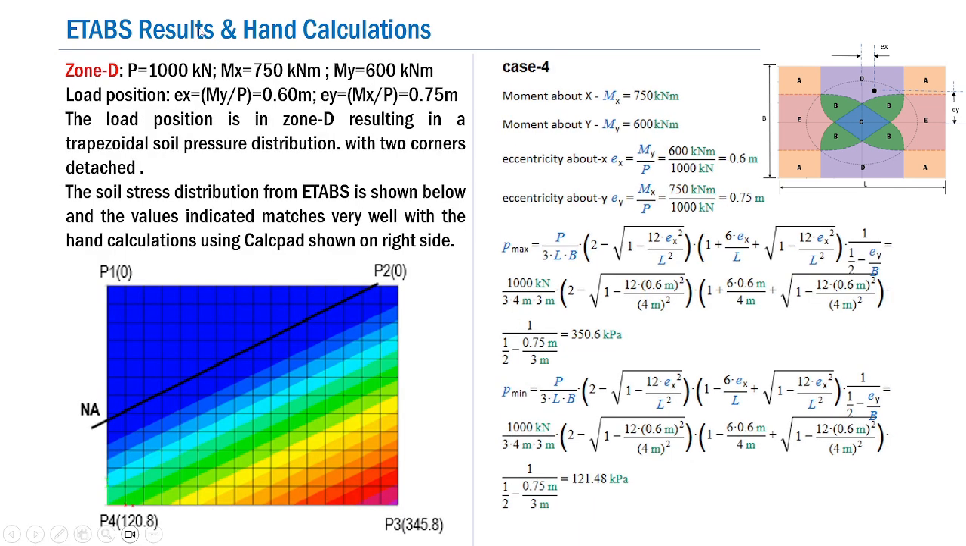So now let me take you to zone D. Zone D is these two zones, that is a D on the upper side and D on the lower side. Here P is kept the same, that is P is 1000 kilonewton, Mx is 750 kilonewton meter and My is 600 kilonewton meter, in order to produce a load position identified through Ex equal to 0.6 meters and Ey equal to 0.75 meters.